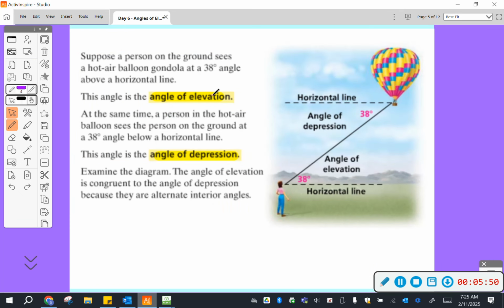All right, let me make sure I'm not skipping anything. If you look up, please, you see the person on the ground looking at the hot air balloon. If you take the horizontal line right here, and then their line of sight as they look up, that is your angle of elevation. Likewise, there's a person chilling in the hot air balloon. If you take the horizontal line and them looking down, they are looking at a person. That's the angle of depression. Why are these angles the same exact number?